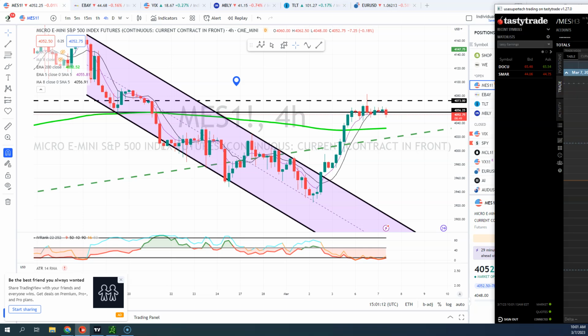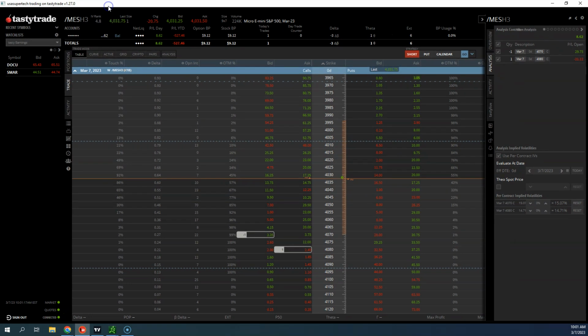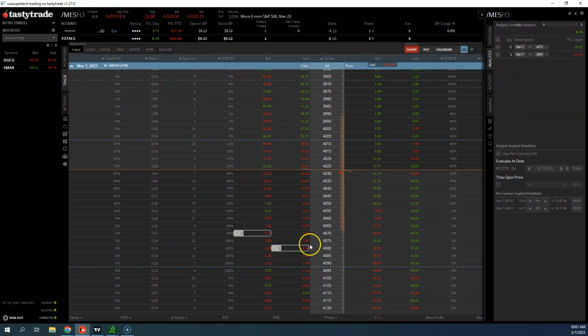Let's take a look at how that looks on Tasty Trades here. I sold the call, so I went short the call at 40.70. By the way, this is a 0 days to expiration trade. You can go out further if you'd like to, but I just prefer to do the 0 DTE. I'm already up 11 bucks with this.